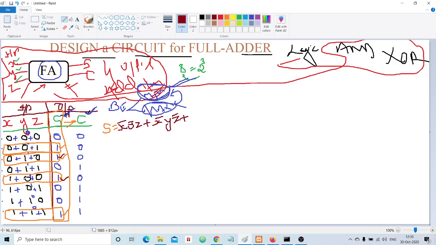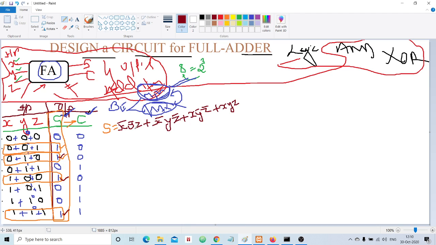So x is 1, y is 0, z is 0. So x is 1, so x y bar, because y is 0, z bar. Clear? Then plus, okay, last one, x is 1, y is 1, z is 1. So x is 1, so it will be x, y and z, because all three are 1.